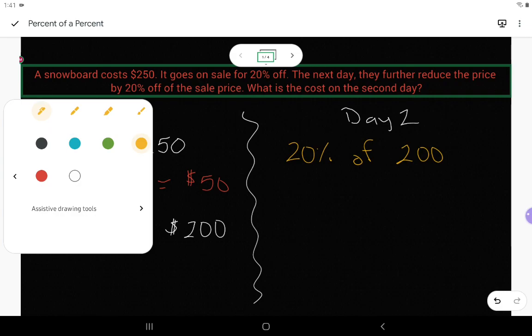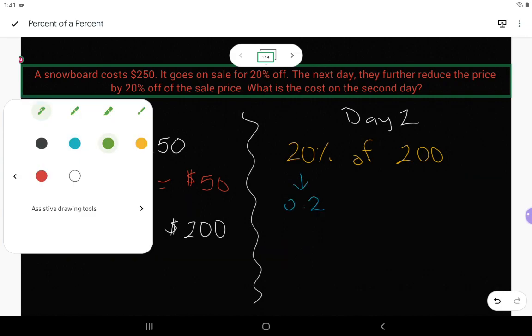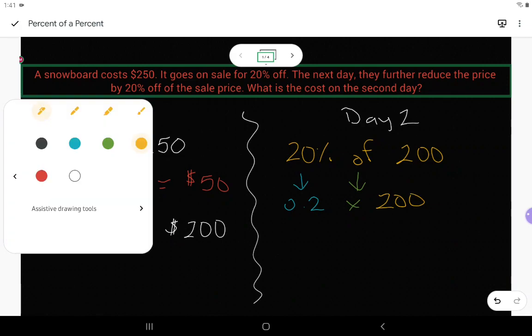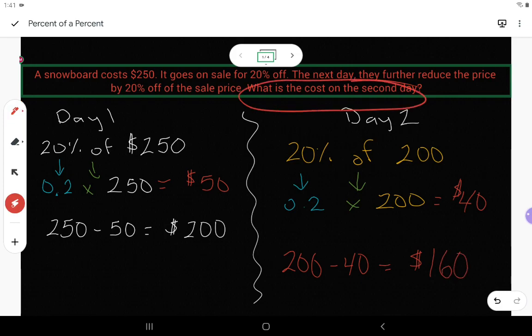So I would take that 20%, write it as 0.2, of, write it as multiply, and the 200 gets to stay as a 200. When we multiply those together, we end up getting $40. So on the second day, they're going to take that cost of $200 for the snowboard and subtract $40. And now the cost of the snowboard would be $160. Okay, so what is the cost on the second day? The cost would be $160.